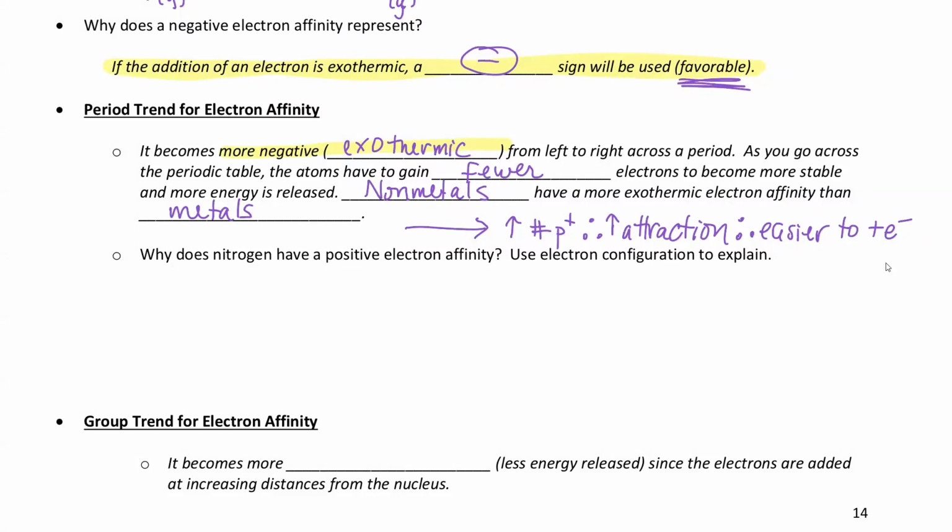Okay. A question like this, like we have here, asks why nitrogen has a positive electron affinity and to use electron configuration to explain. This is a situation where you would be given an anomaly in a trend and asked to use your knowledge of electron configuration, attractive force, and Coulombic force to explain. Okay, so nitrogen: 1s2, 2s2, 2p3, for our 7 electrons.